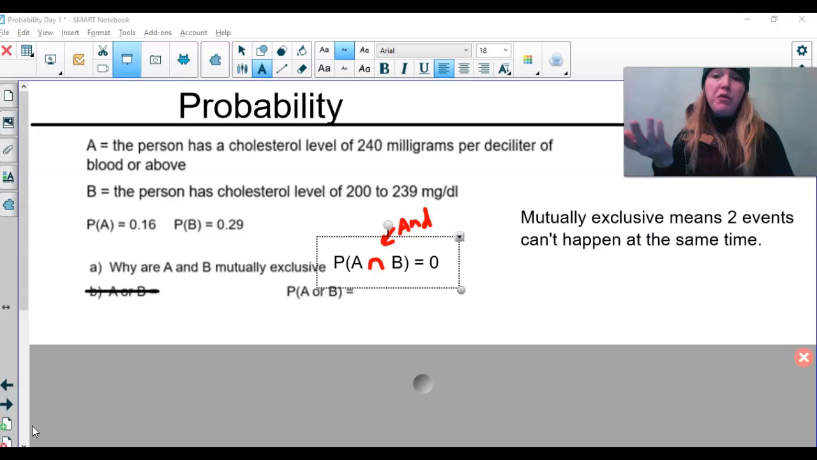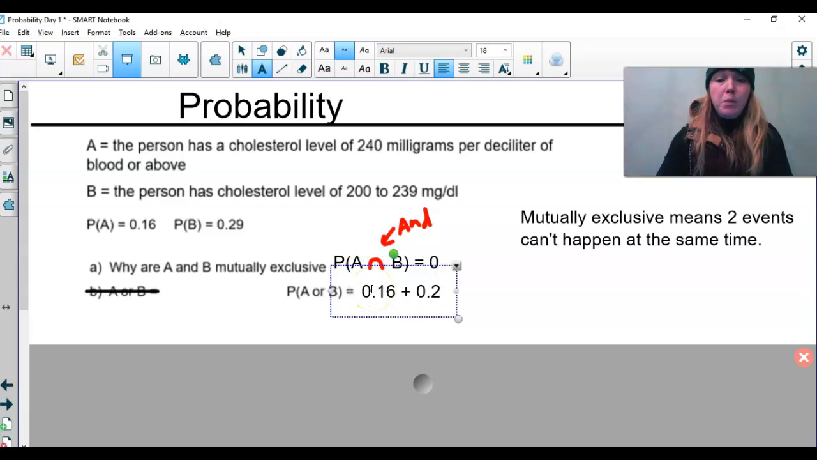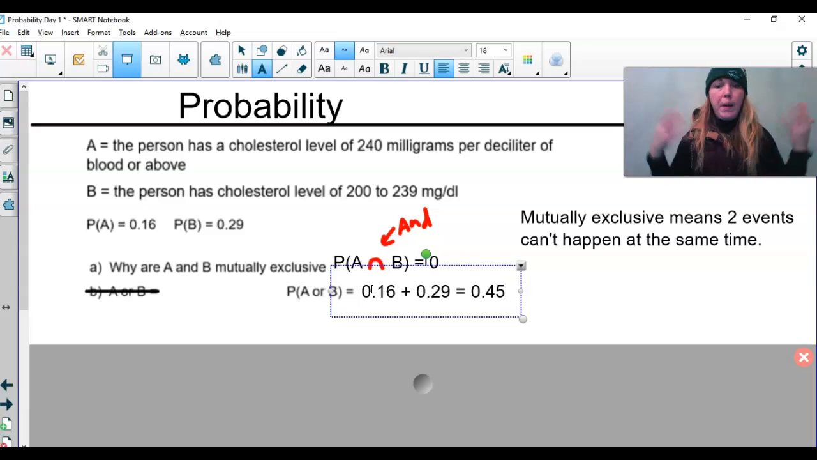Again, we said for mutually exclusive events, when we want to figure out the probability of one thing or the other thing, we just add them up. So here it's asking for the probability of A or B. So all we would do here is we'd take 0.16 plus 0.29, and we would add that up together, and that's going to give us 0.45. Again, mutually exclusive events, and you're trying to figure out one thing or the other, you just add them up. If they're not mutually exclusive, we'll get into that in the next video.